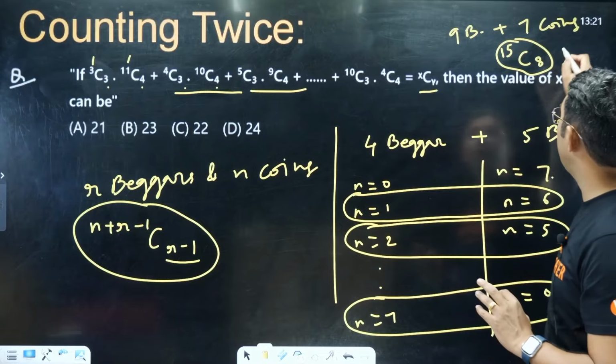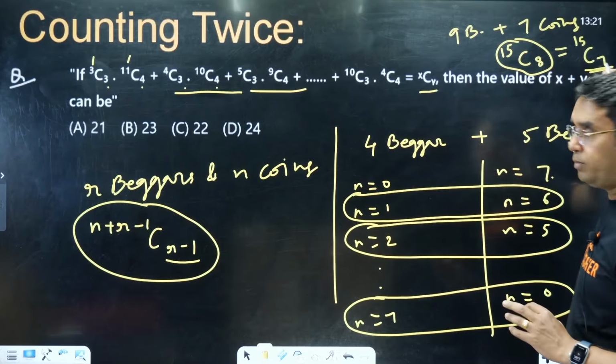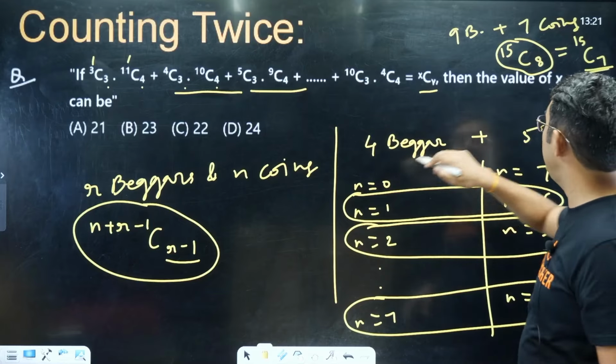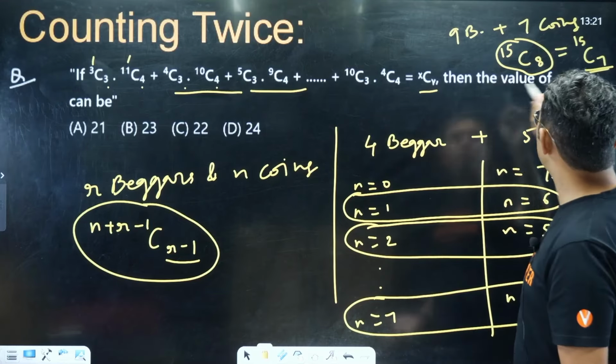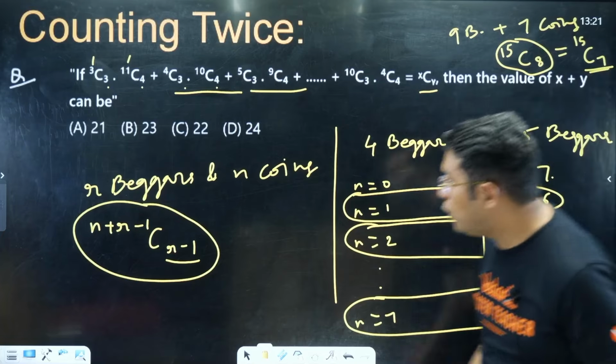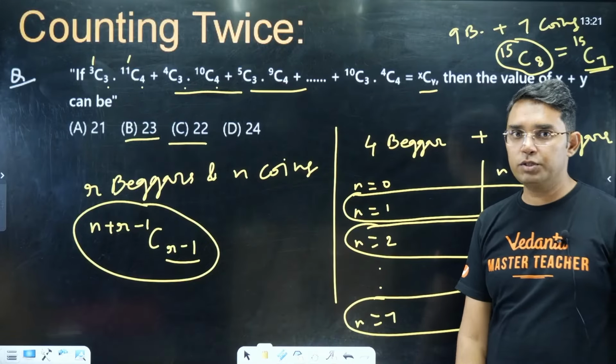So X C Y should be this thing. It can be 15 C7 also, because when they are saying value can be, so it can be 15 C8 or 15 C7 also. So X plus Y would be either 22 or 23. So there can be 2 answers, B and C, for this question.